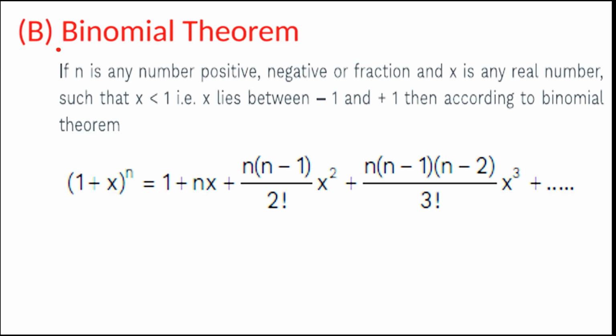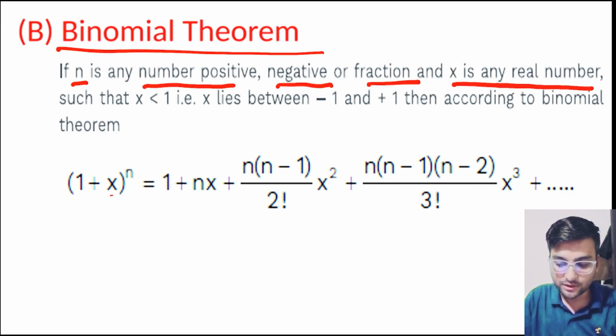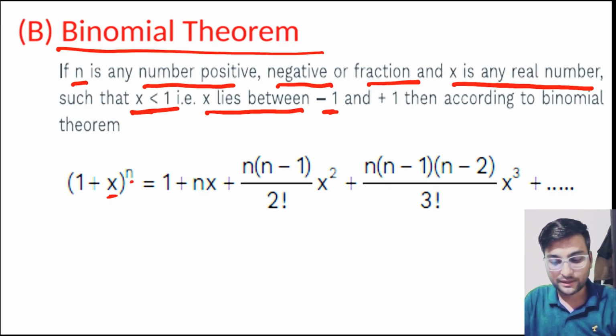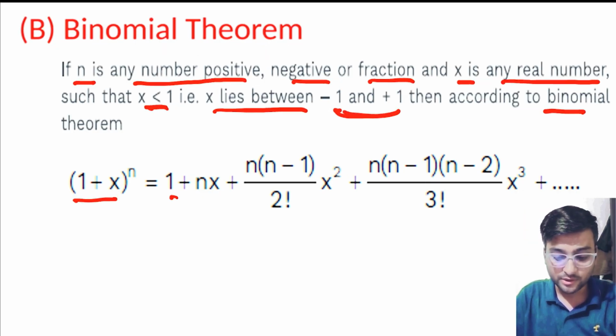Okay, I am giving you the basic idea about the binomial theorem. If n is any positive number, negative number, or fraction, and x is a real number such that |x| is less than 1, where x lies between minus 1 and plus 1, then according to the binomial theorem, this is the format. This format is very important.